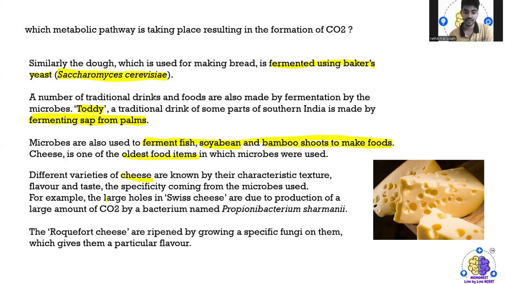Different varieties of cheese are known by their characteristics, depending on what kind of microorganisms we are using. For example, large holes in cheese, especially Swiss cheese, are due to the production of a large amount of carbon dioxide, and the bacterium responsible is Propionibacterium shermanii. Roquefort cheese is ripened by the growth of specific fungi on it, which give it that particular flavor. Clear?